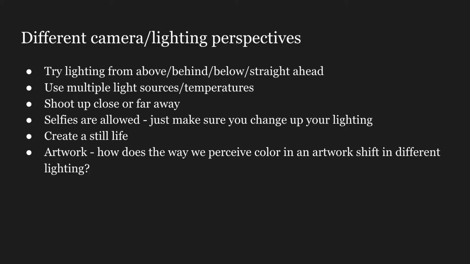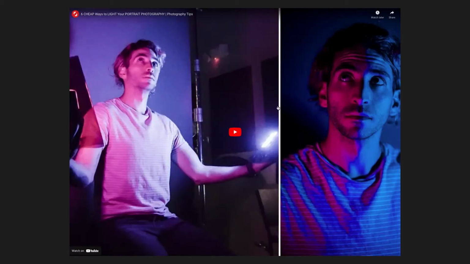You could create a still life. You could take a piece of artwork and bring it into different lightings so we can look at how the way that we perceive the color and the artwork shift in different lighting. This is just a good review of cheap light tricks for if you are trying to light things at home.